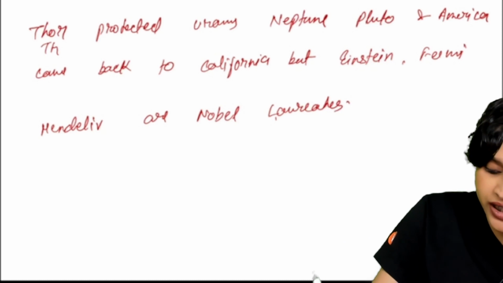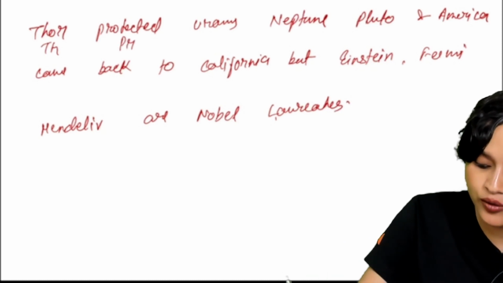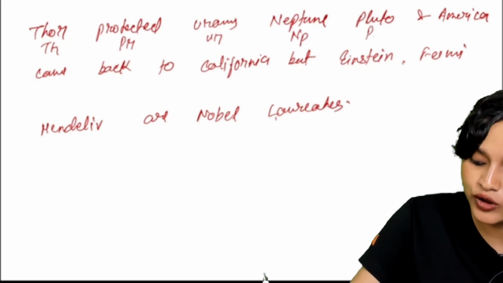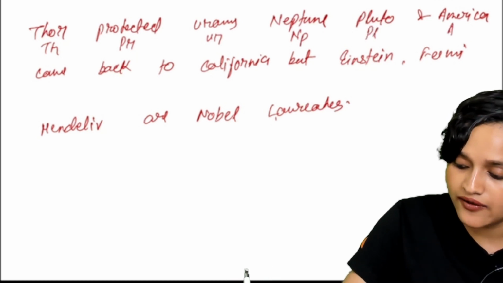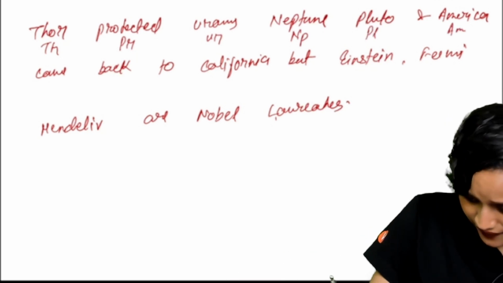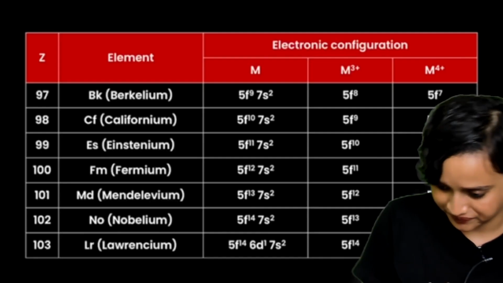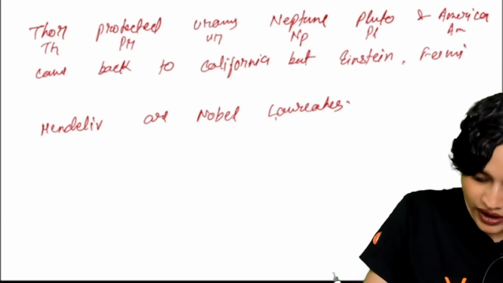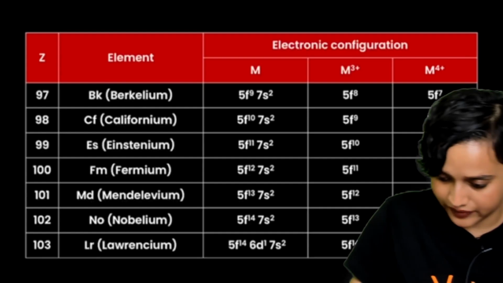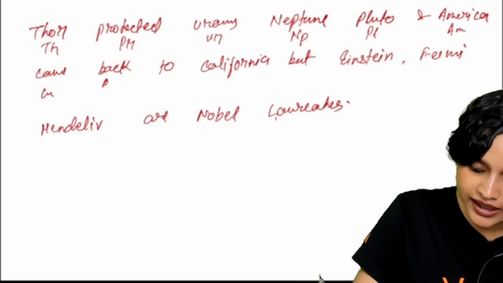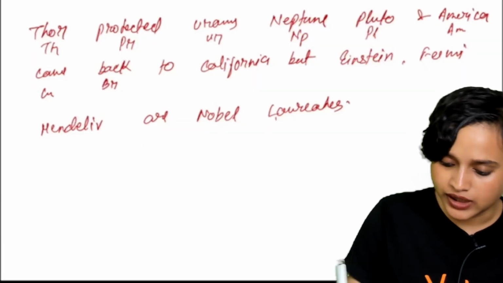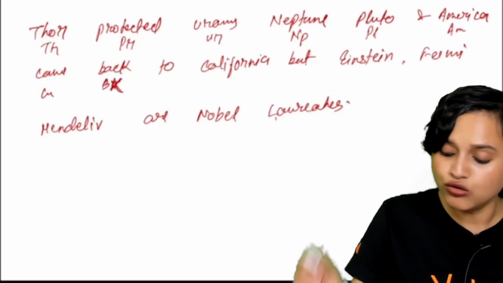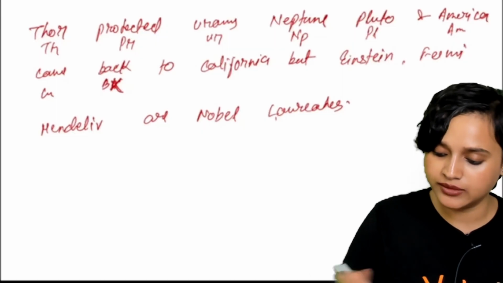You have thorium here, you have protactinium here, you have uranium here, you have neptunium here, you have plutonium here, then you have americium here, then you have curium. Then you have berkelium here. Yes, berkelium is Bk. Then you have californium, that is Cf.